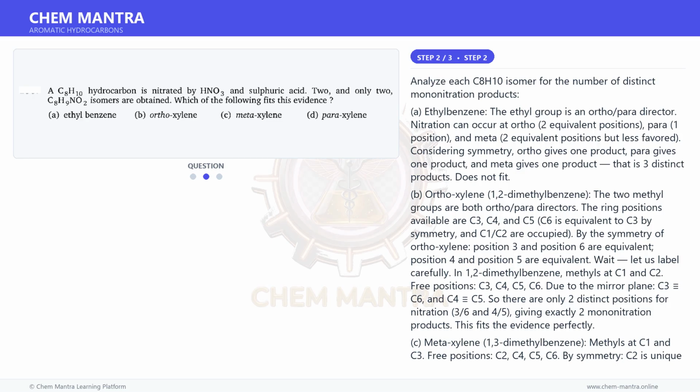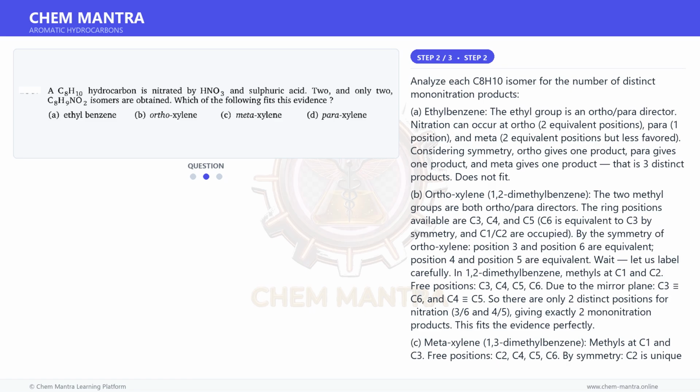Moving on to the next step. Analyze each C8H10 isomer for the number of distinct mononitration products. A. Ethylbenzene, the ethyl group is an ortho-para director. Nitration can occur at ortho, 2 equivalent positions, para, 1 position, and meta, 2 equivalent positions but less favored. Considering symmetry, ortho gives 1 product, para gives 1 product, and meta gives 1 product, that is 3 distinct products. Does not fit.